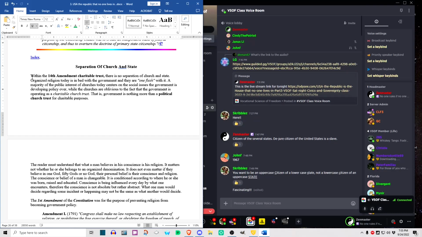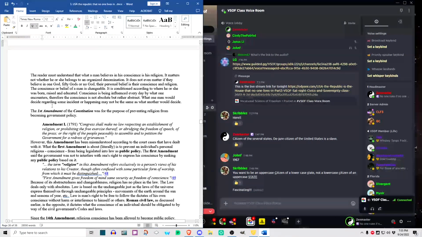The reader must understand that what a man believes in his conscience is his religion. Another way to put that, it's also your will, which is what they're stealing from you. It matters not whether he or she belongs to an organized denomination. It does not even matter if they believe in one God, 50 gods, or no God. Their personal belief is their conscience and religion.